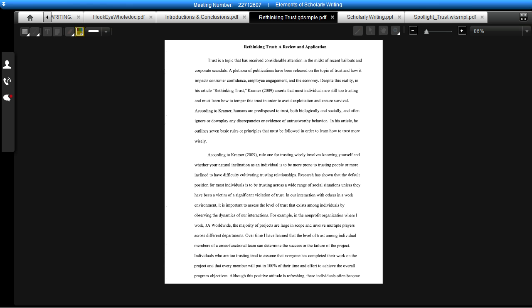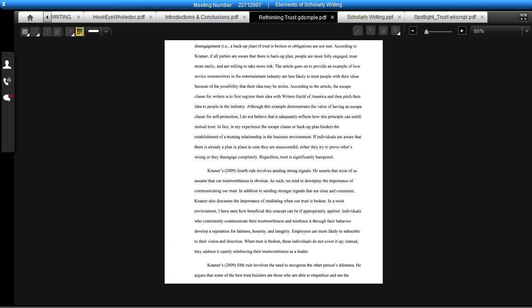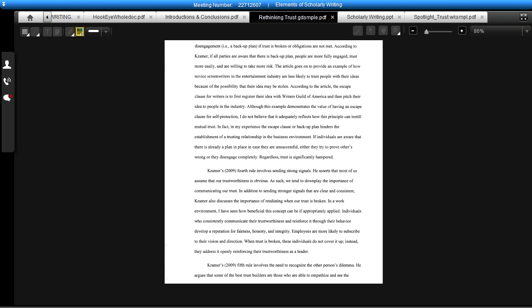But if you notice, I was just going to point out that each paragraph begins with presenting each rule and then an analysis of the rule. And they apply the rule to their personal life. So they are analyzing each rule in isolation within each paragraph, and then they are applying it, whether or not it's being demonstrated in their own personal workplace.